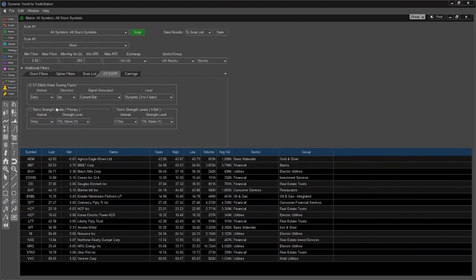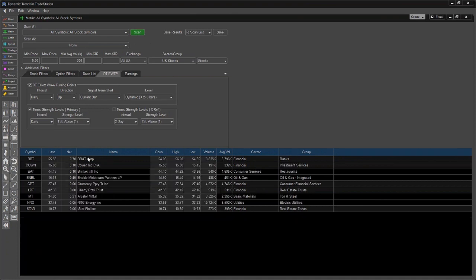That have an Elliott Wave turning point in an up direction on the current bar that's dynamic 3 to 5 bars. Okay. Then remember, what we do is we always qualify those particular trades with the Tom strength levels. So I can say that also has a Tom strength level that's above at least 1, right? We're in the buying mode, so we want it above 1. We don't want it below, and we certainly don't want it in the neutral zone. So as long as we're at 1 or above, this is what we're looking for. And so now when I scan, the list gets a little bit shorter, but these meet that particular criteria.